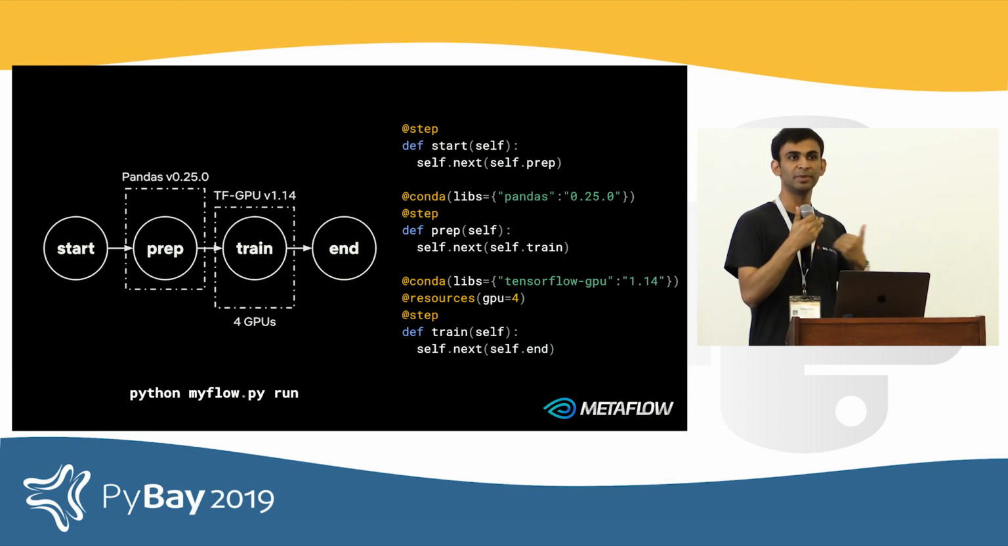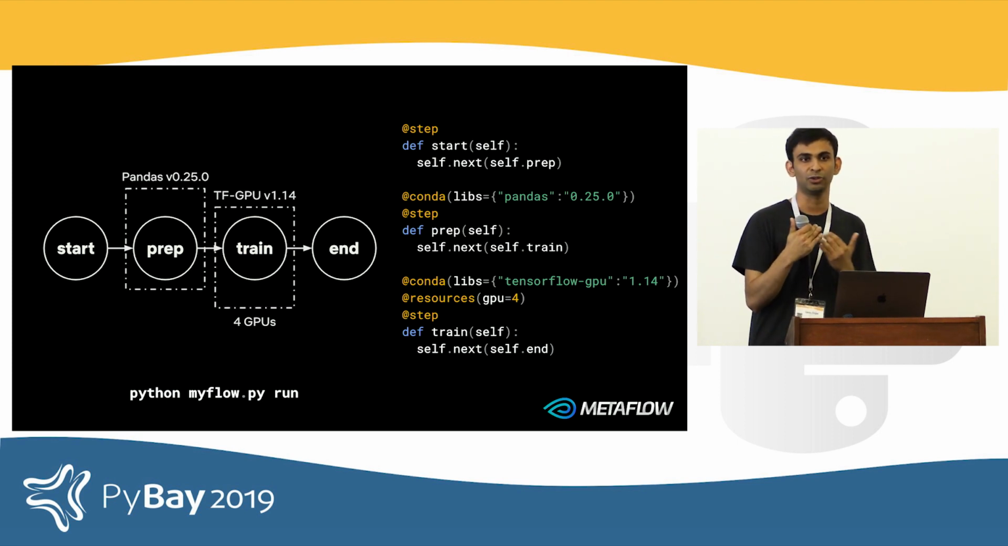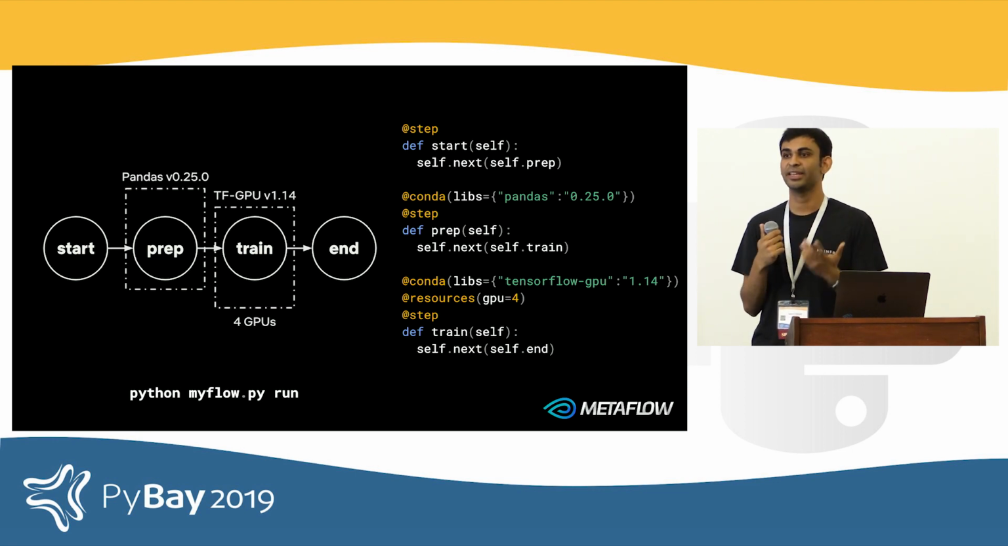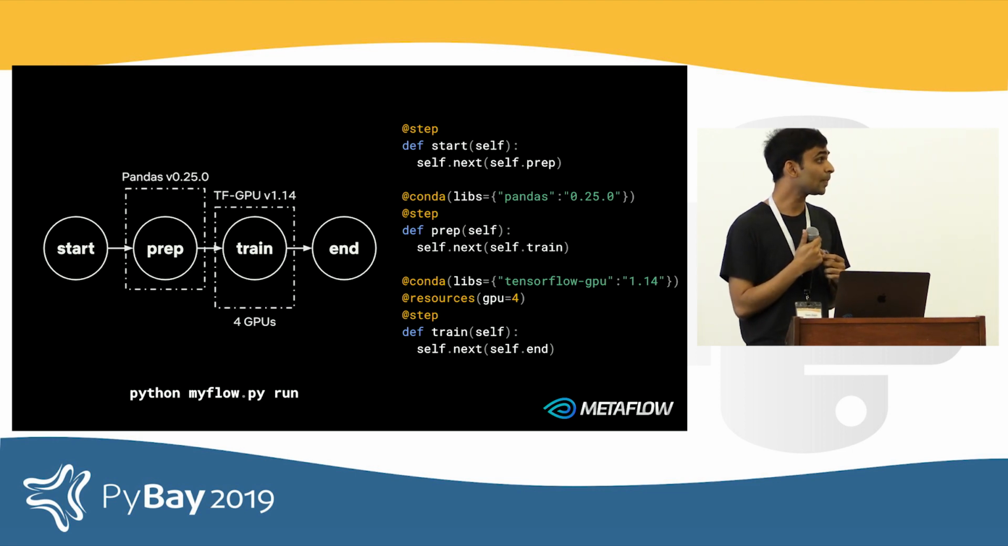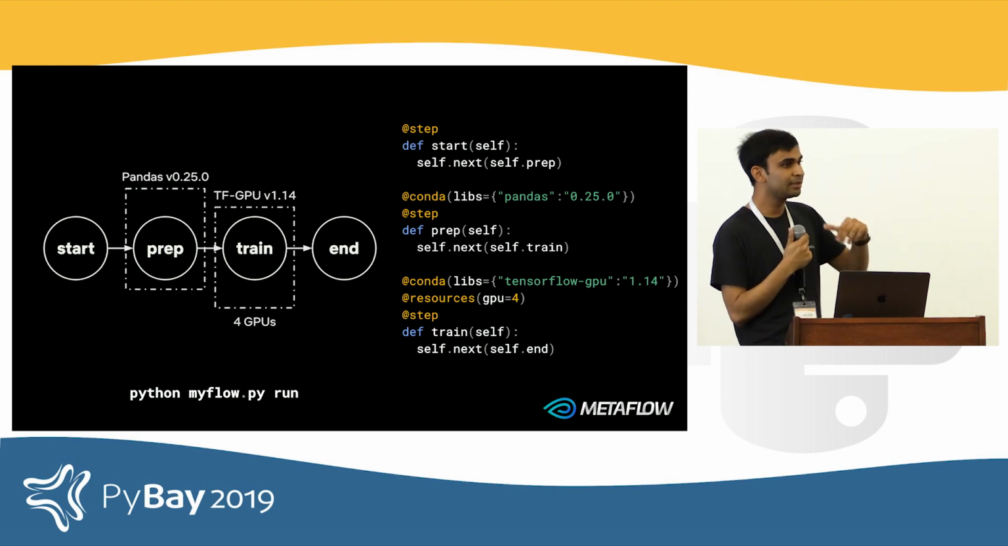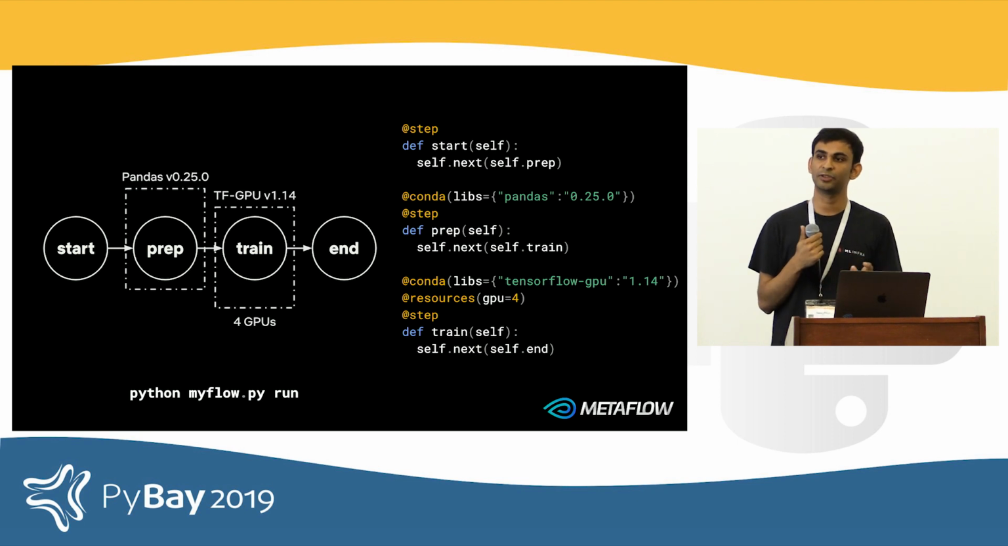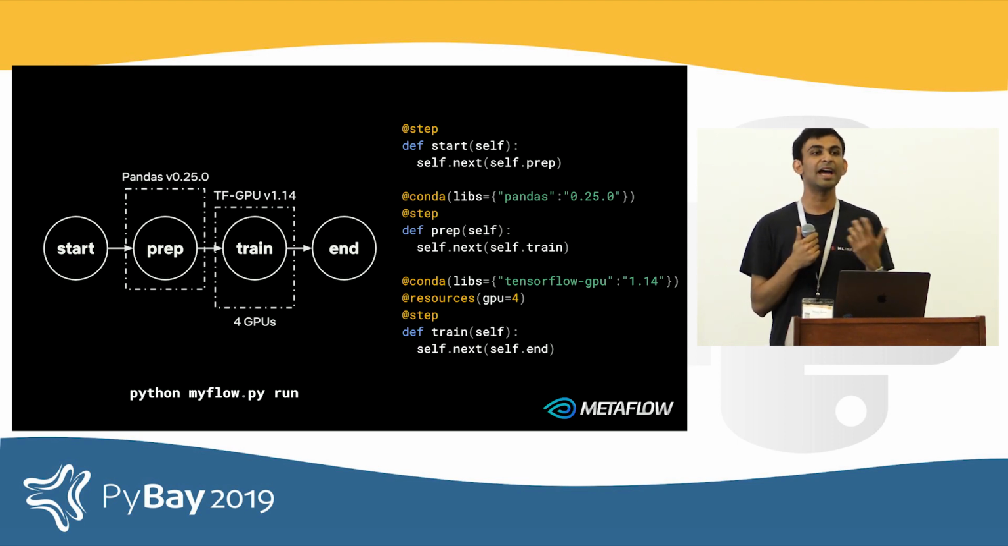So to them, it's really transparent. To our end user, it just feels like they are running on their box with all of these environments managed behind the scenes for them. Now, what we are doing behind the scenes when a user starts to execute this flow is we actually inspect all the dependencies that they have specified, and we capture the entire dependency graph.